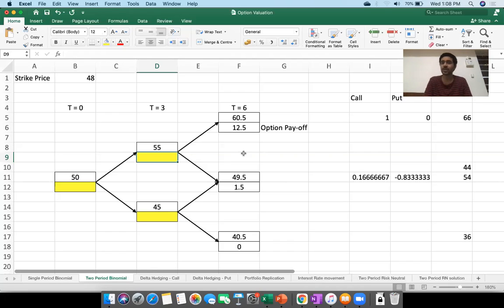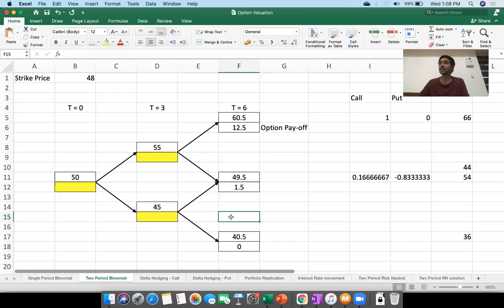So we will be discounting the expected payoff at t equal to 6 to t equal to 3 using the risk-free rate for a period of 3 months. Similarly, on the bottom node, we will be doing the same thing. We will calculate the expected payoff. Expected payoff will lie again somewhere between 0 and 1.5. And we will discount that expected payoff to t equal to 3 using the risk-free rate for a period of 3 months, because we are trying to bring a value which is standing at t equal to 6 to its value at t equal to 3.